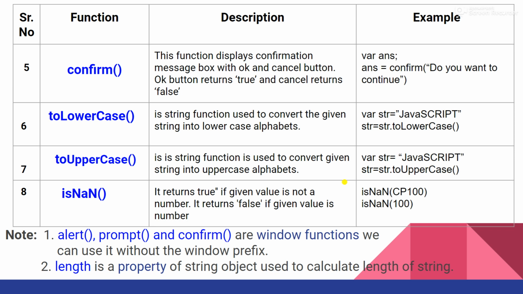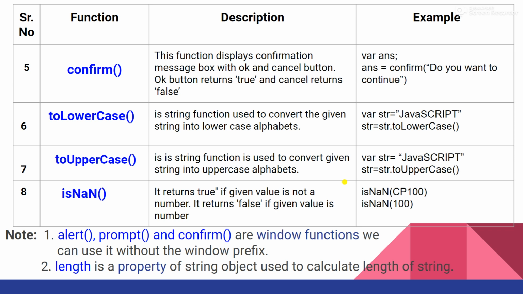Alert, prompt and confirm are window functions. We can use them without the window prefix. Meaning, alert, prompt and confirm are functions of the browser window, so if we do not write window.alert, window.prompt or window.confirm, it will still work. Okay.